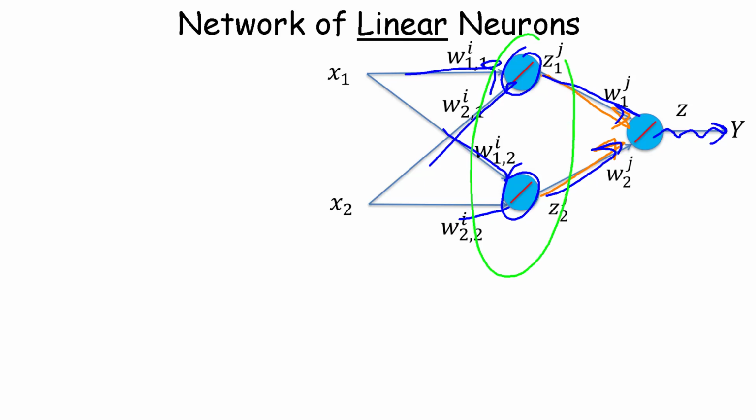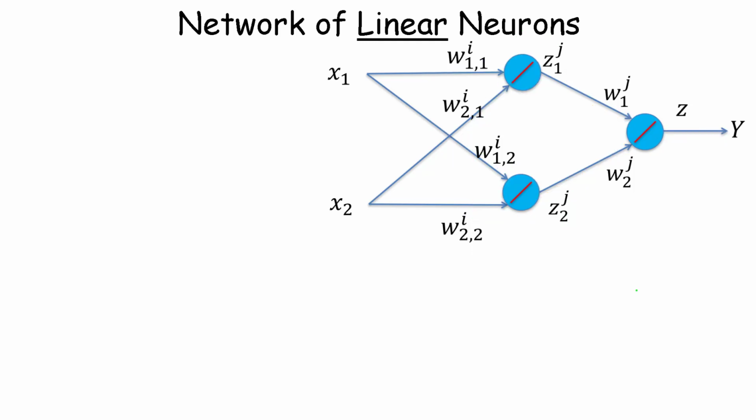These intermediate neurons are called the hidden neurons. This type of network is called a feed-forward network because the information flows in one direction. I'm using the letters I and J here to distinguish between the hidden neurons and the output neuron. I'm also using the subscript numbers to indicate the source and the target of that connection. For example, this weight right here goes from the first input into the second hidden neuron.